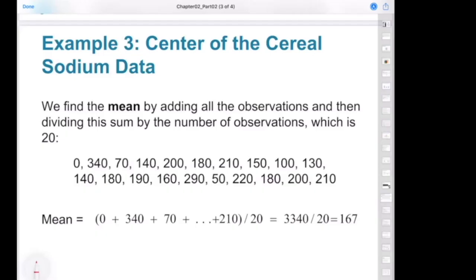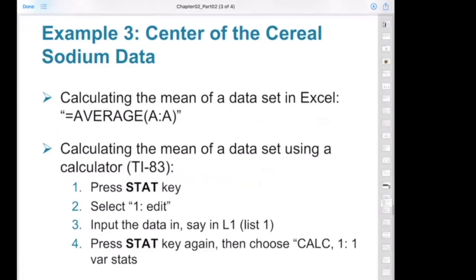So the average here, or the mean of this data, is 167. So this is the center of our data. Because we use Excel, we will know some functions. The first one is about the average or the mean.